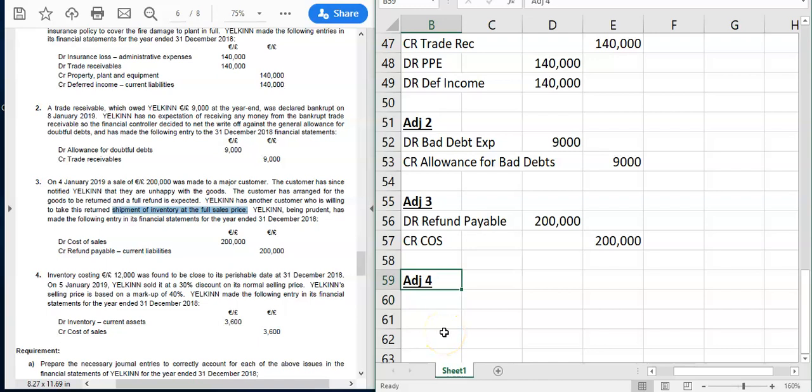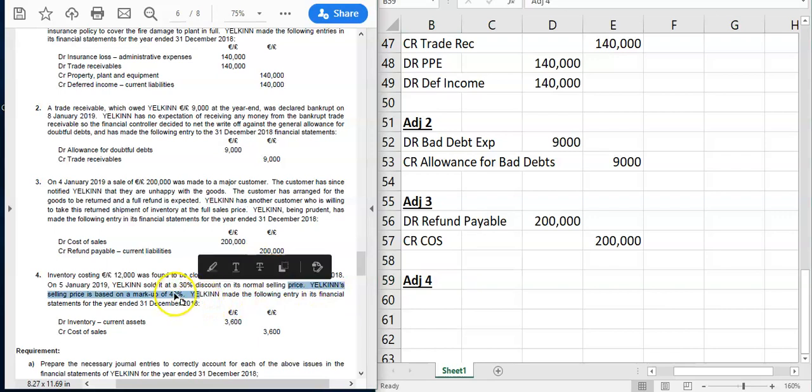Inventory costing 12,000 was close to its perishable date at the 31st of December. 5 days later you sold it at a 30% discount to its normal selling price. Normally it sells at a markup of 40%, and Yelkin made the following entry at the year end. It debited current assets and credited cost of sales. So it recognised inventory at 3.6, right? But you're saying inventory costing 12,000 was close to its perishable date.